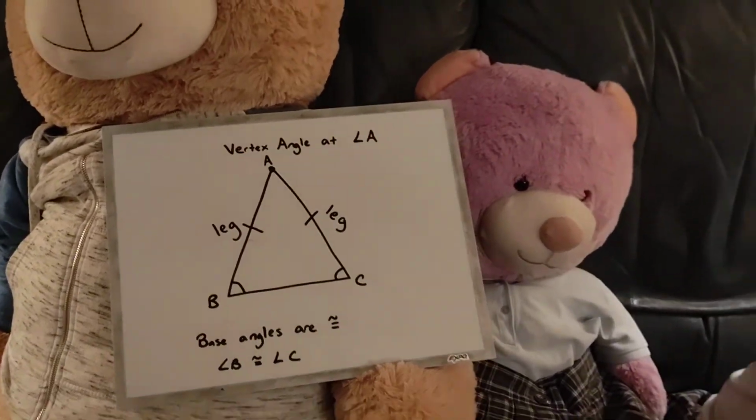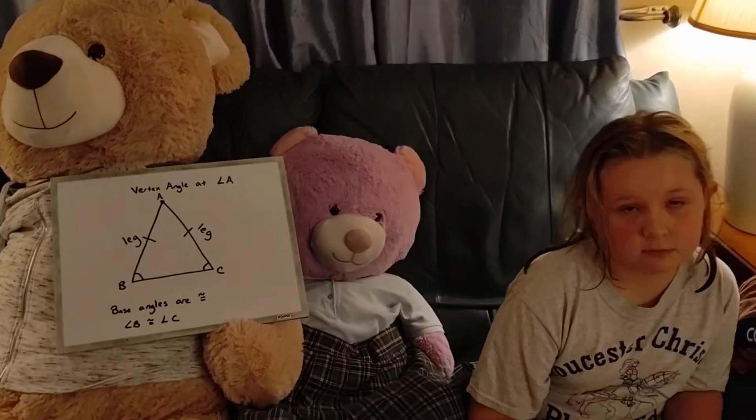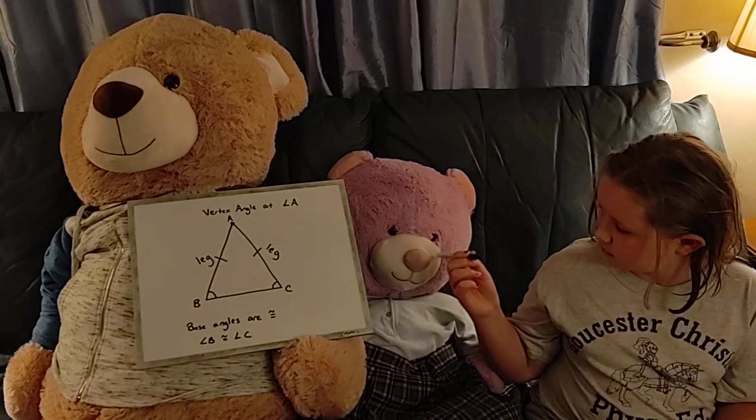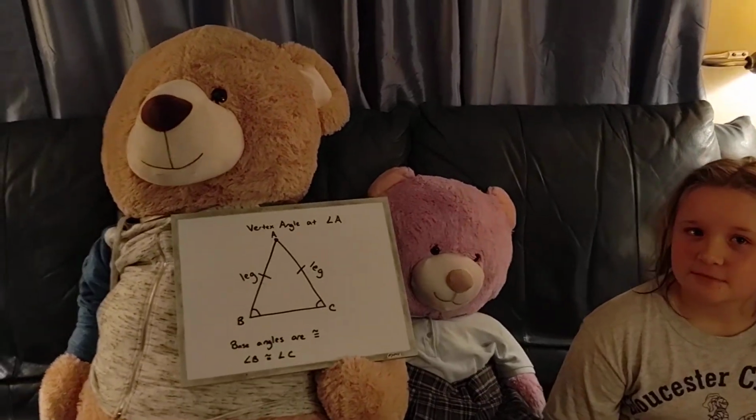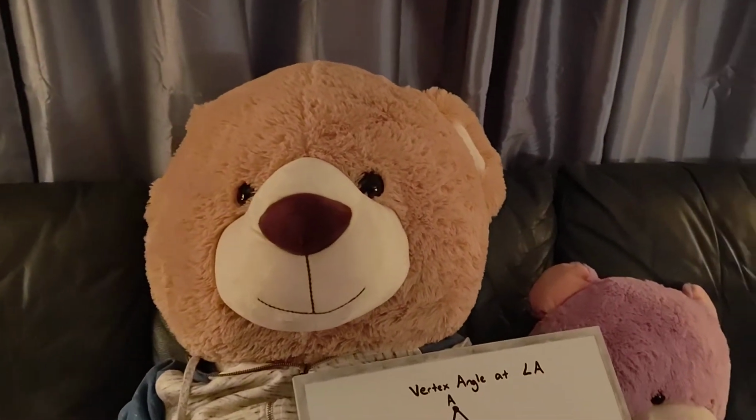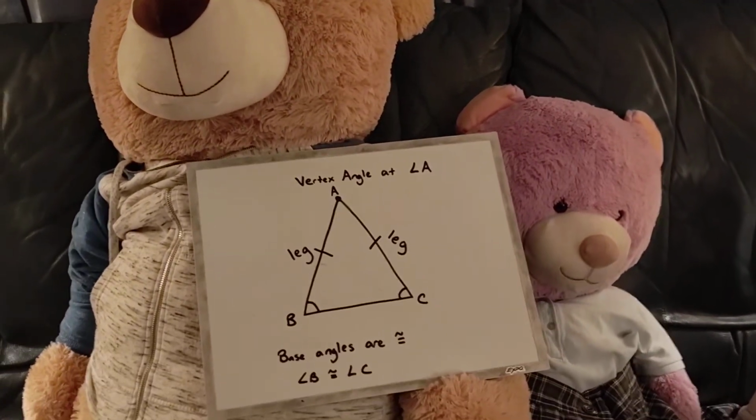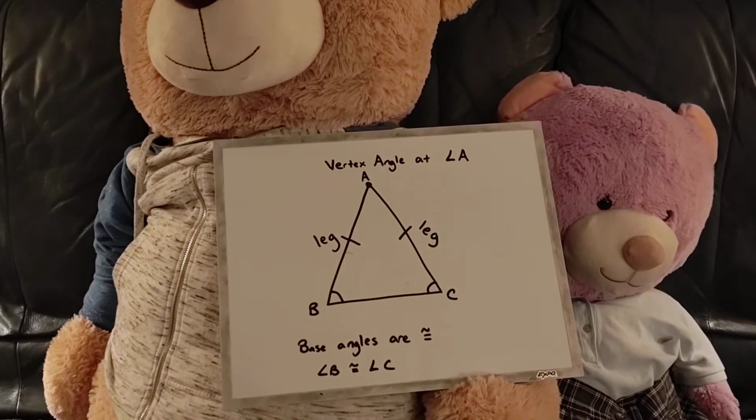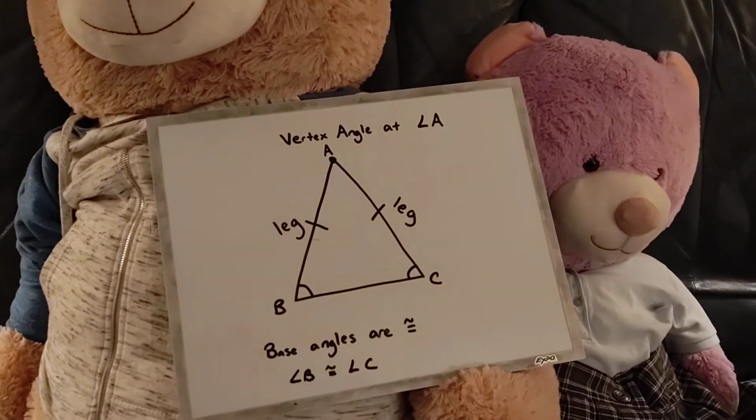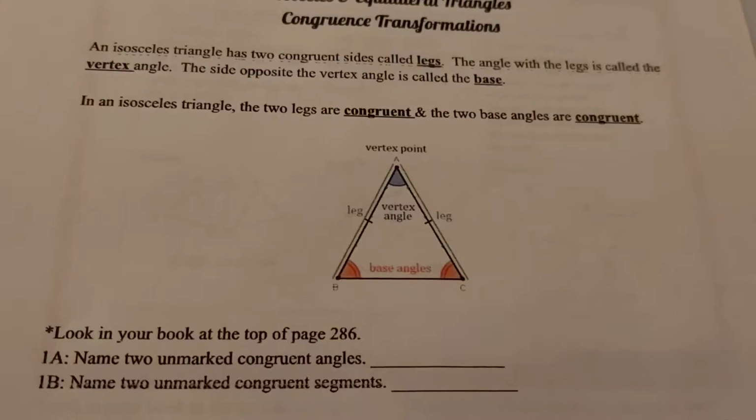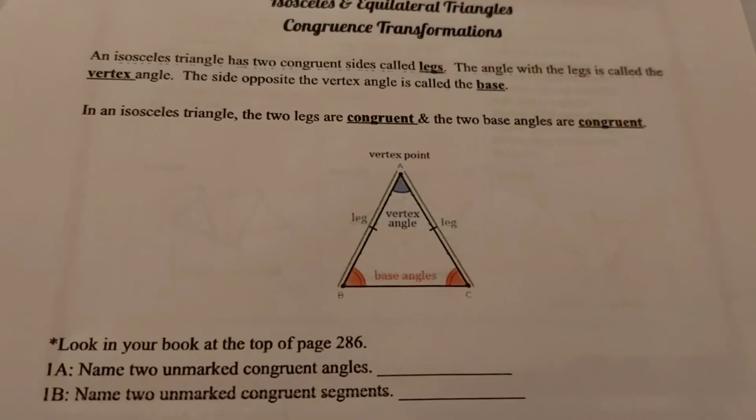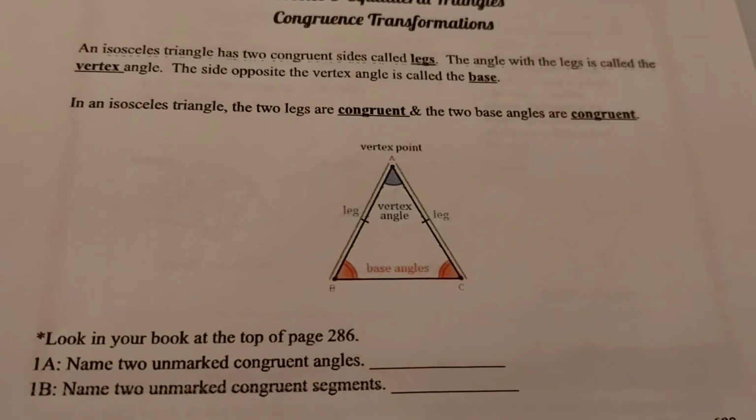So Hannah, how many eyes do you have? 2. Good. How many eyes does grape have? 2. How many eyes does cookie dough have? 2. Yes, just like we all have two eyes, an isosceles triangle has two congruent legs and two congruent base angles. You can also see all those points demonstrated in the picture on our notes.